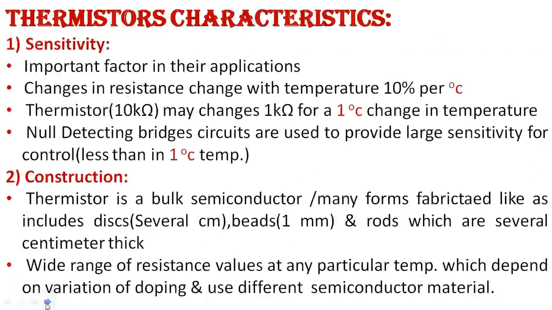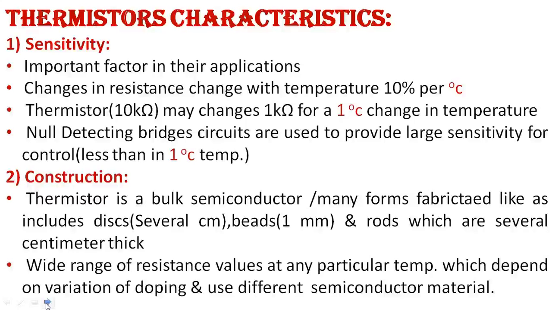Next concept is the thermistor characteristics. Starting with the first characteristic, sensitivity. It is an important factor in its application. The change in resistance is about 10% per degree Celsius. A 10 kilo ohm thermistor may change 1 kilo ohm for a 1 degree Celsius change in temperature. Null detecting bridge circuits are used to provide large sensitivity for control of less than 1 degree Celsius temperature.